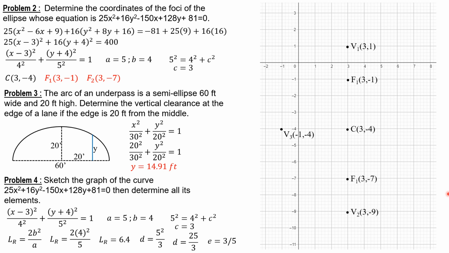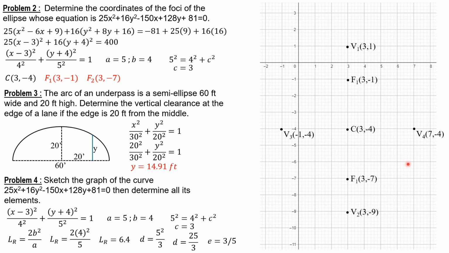Then vertex 3 has the same y, negative 4. It is 3 minus b; 3 minus 4 is negative 1. So this is (-1, -4). Vertex 4 is 3 plus 4, which is 7. So it is (7, -4).